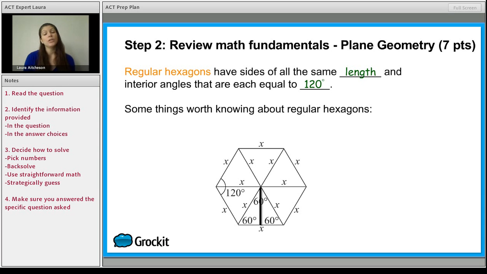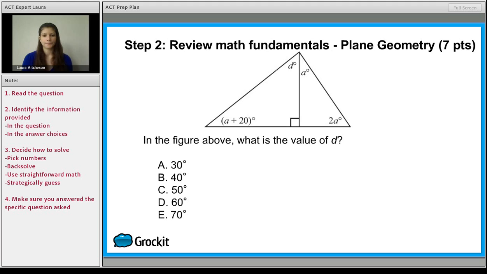Now we're ready to try out a question. And I had mentioned that knowing that the interior angles of any triangle equal 180 is going to come in handy. So what they have here is, in the figure above, what is the value of D? So be very careful not to put in the value of A. We need the value of D. And you want to use the power of your pencil.